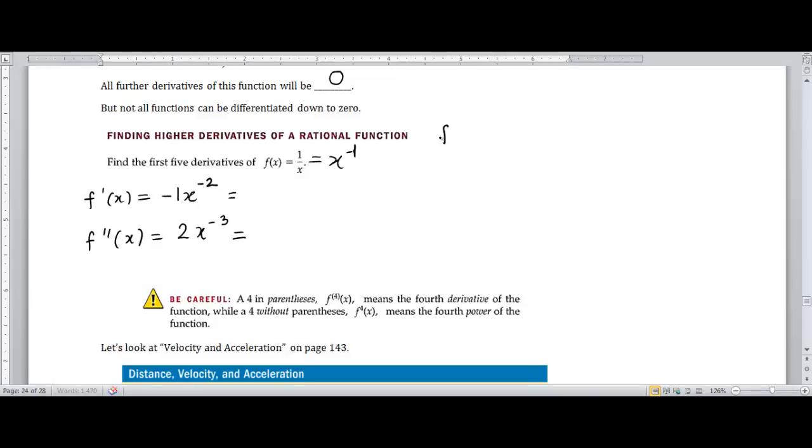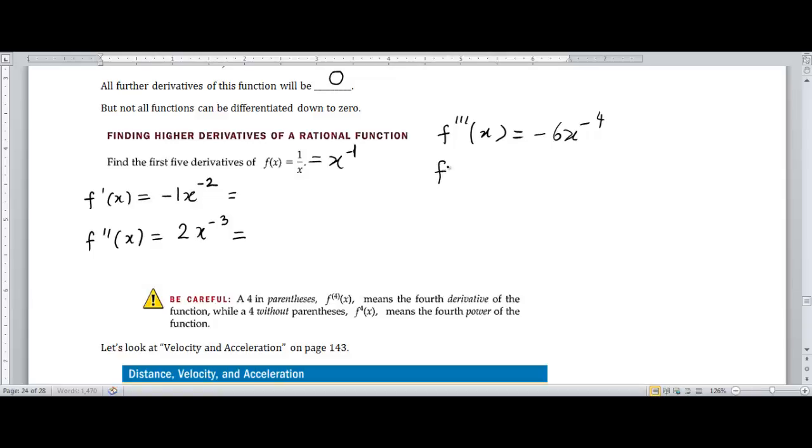The third derivative of x is the derivative of the second derivative. The negative 3 comes out front, so we get negative 6 x to the negative 4, because remember we're subtracting 1 from the exponent each time.